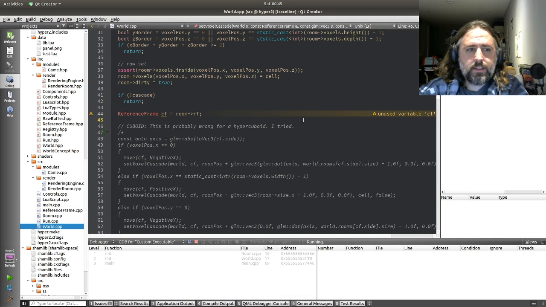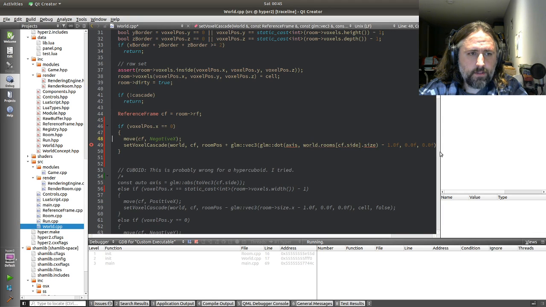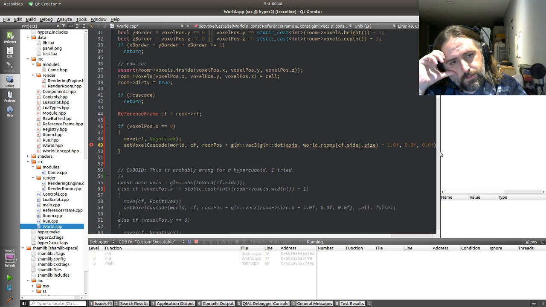Yeah. Okay, let's just try and make this make sense. For it. If your voxel pos x is 0, move the CF, which stood for cascade reference frame, or something, it doesn't really matter. Then we want to set it, move it that way, and then now the room pos is gonna be different, but not totally different. We're gonna, what are we gonna add? See, what are we gonna add to the room pos?